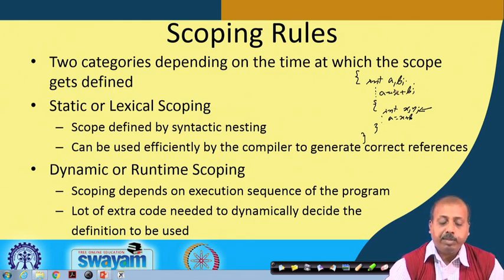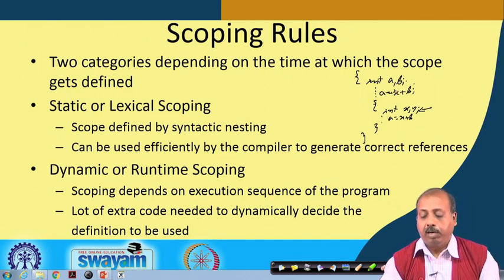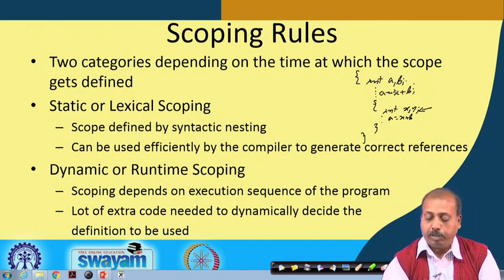Then we have dynamic or runtime scoping. Here the scoping depends on the execution sequence of the program. So, naturally there is a lot of extra code needed to dynamically decide the definition to be used. Basically in this case it depends on how we have reached a particular point. So, if this is a program and at this point I have a reference to a variable x.